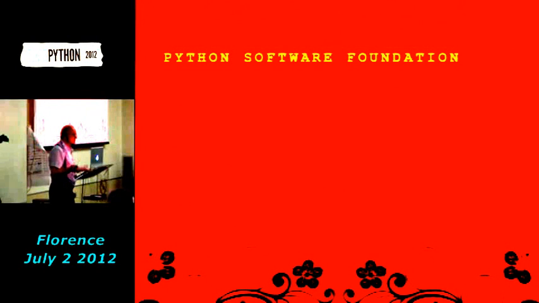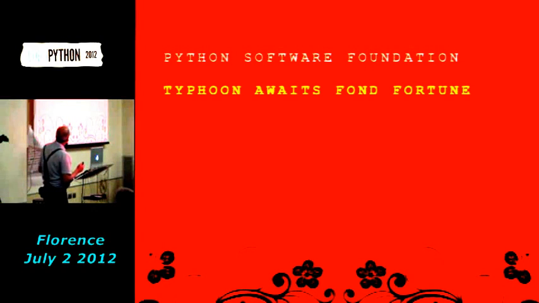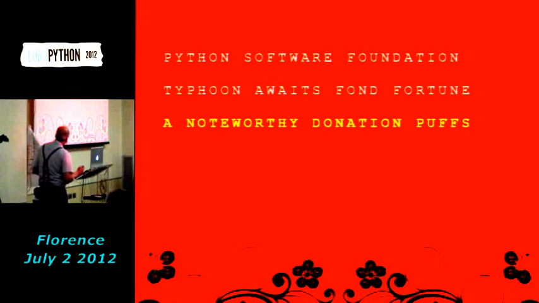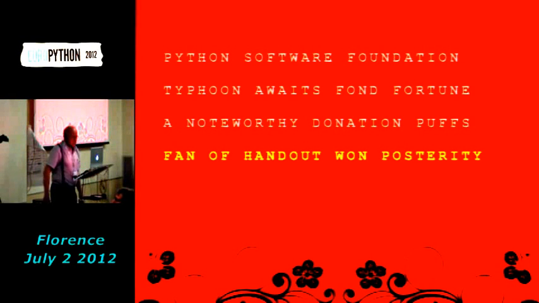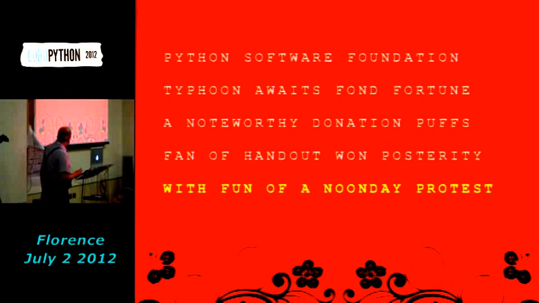Now, Python Software Foundation, what are the reasons that people may give money to the Python Software Foundation? Well, anagrams have the answer. First of all, a fear of losing your possessions: typhoon awaits fond fortune. Some people give money to the Python Software Foundation just so they don't have to worry about it. Second, pride: a noteworthy donation puffs. Some people, you've got a listing on the web page, you give money in order to be there, and you may want to give money for pride reasons. Alternatively, a better reason is just to be there for posterity: a fan of handout one posterity. And lastly, probably the best anagram for doing donations to the Python Software Foundation is with fun of a noonday protest against other programming languages.